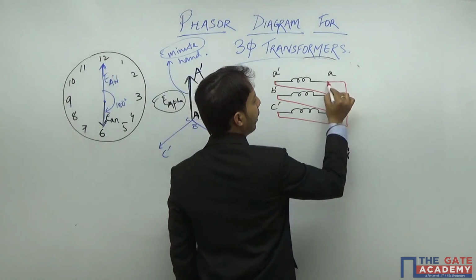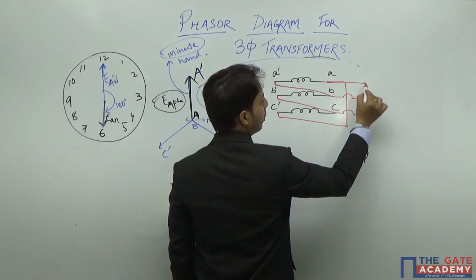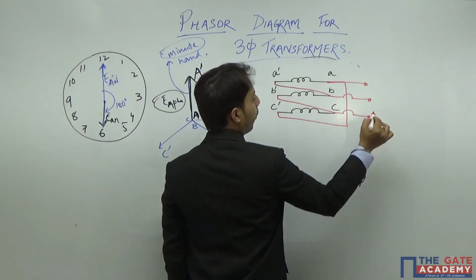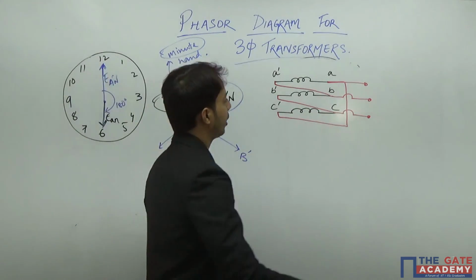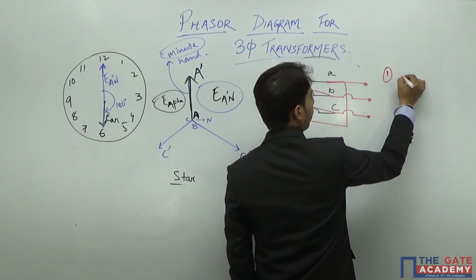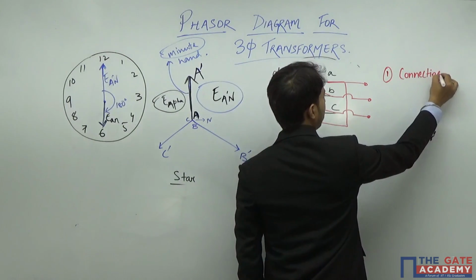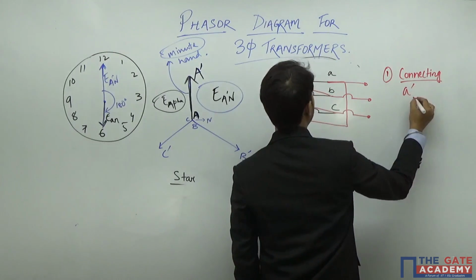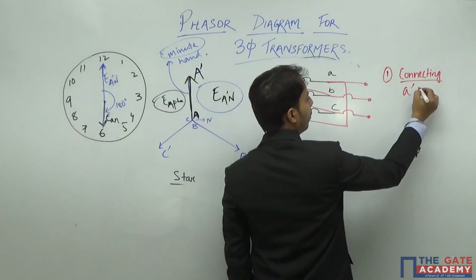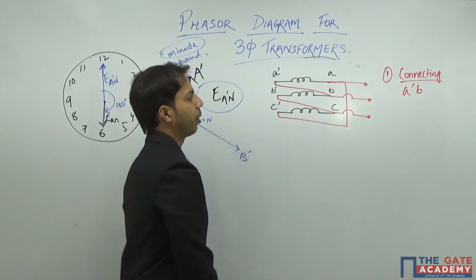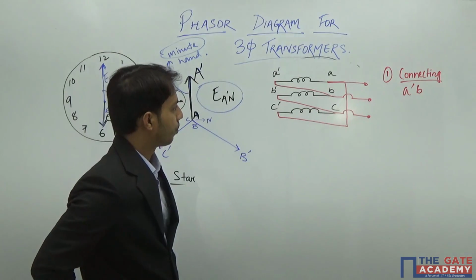And the output I can take away from these 3 points. So this becomes my first connection of delta. That means I am connecting A dash with B. Okay, I am connecting A dash with B.